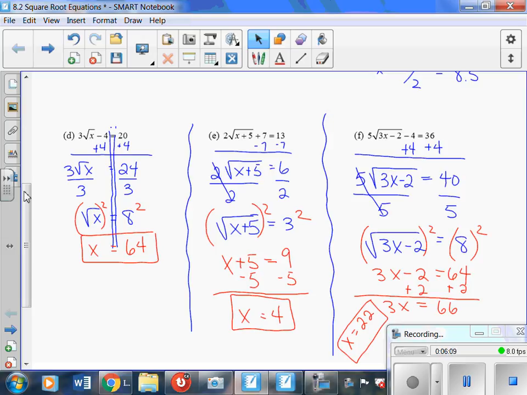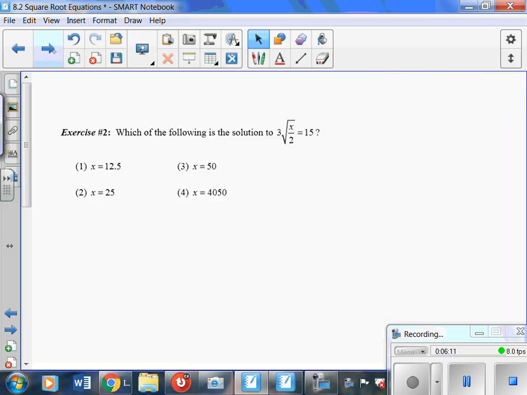Moving on to exercise 2. Which of the following is the solution to 3 rad x over 2 equals 15? Don't flip out because of the fraction. You're going to follow the same rules we just did. We're going to isolate that radical.